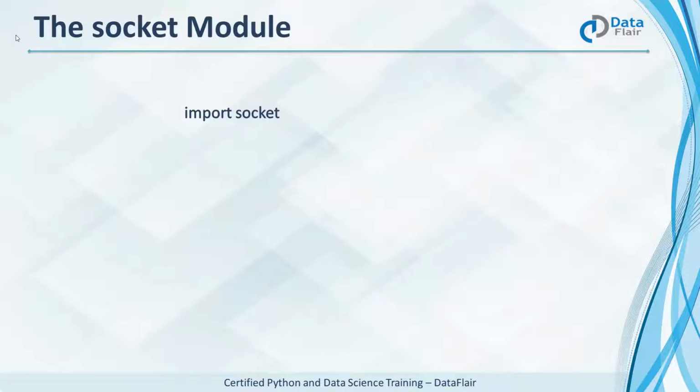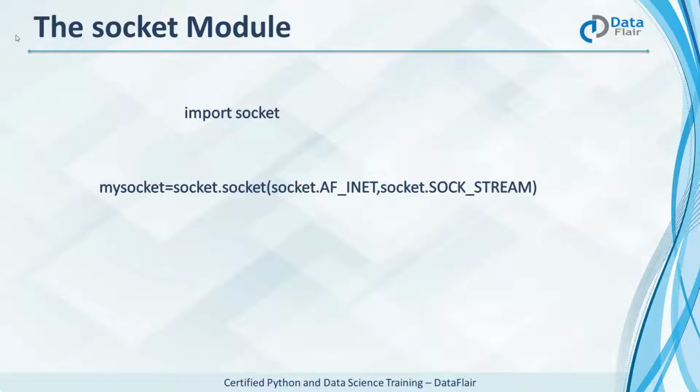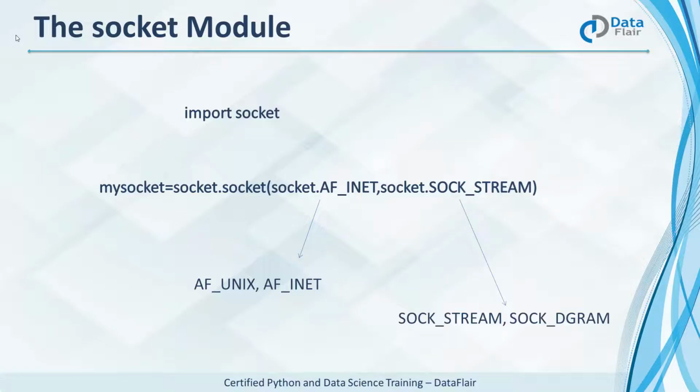Socket is a low-level networking interface in Python. This module provides access to the BSD socket interface. To create a socket, we use the socket function, to which we provide the socket family, the socket type, and optionally the protocol to implement. The socket family may be AF_UNIX or AF_INET. The socket type may be SOCK_STREAM or SOCK_DGRAM.